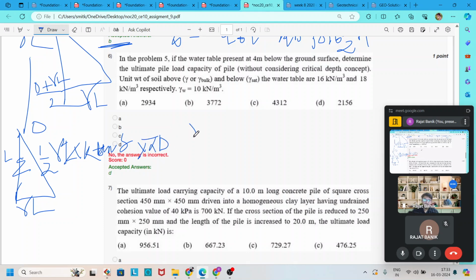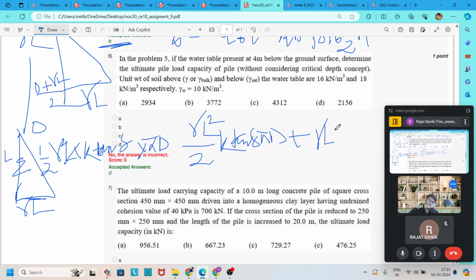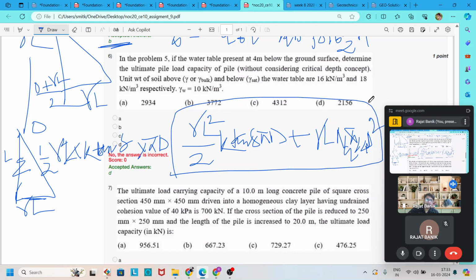So the formula is gamma L squared by 2 into K tan delta pi d, plus at the bottom again gamma into L into Nq into pi by 4 into d squared. You put all these values in this formula and you get the result directly: 3038 kilonewton for question number 5. I think it is understood by everyone.